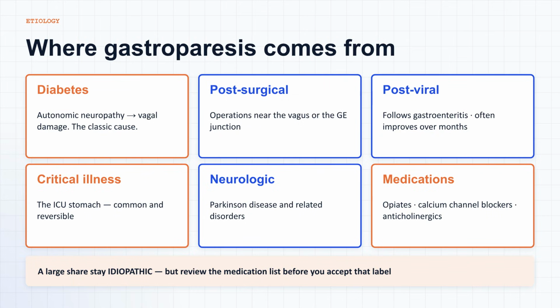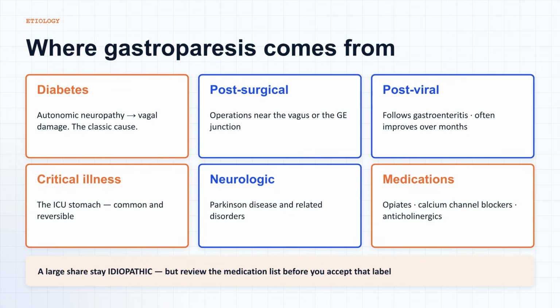Surgery is next, particularly operations near the vagus or the gastroesophageal junction. A post-viral form can follow a gastroenteritis and often improves over months. Critical illness slows the stomach in the intensive care unit. Parkinson's disease and other neurologic disorders do it too. Then the drugs: opiates, calcium channel blockers, and anticholinergics. Always review the medication list before you commit to the diagnosis. And a large share remain idiopathic, with no cause ever identified.